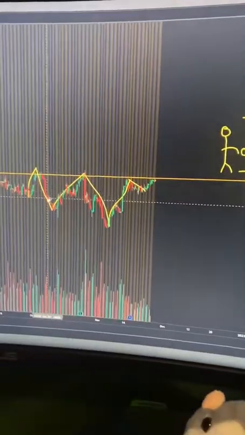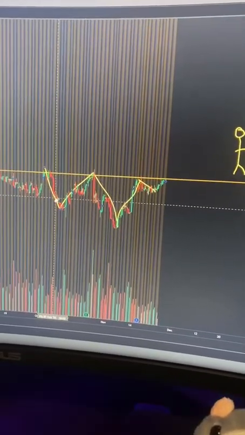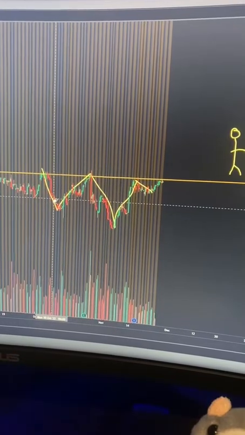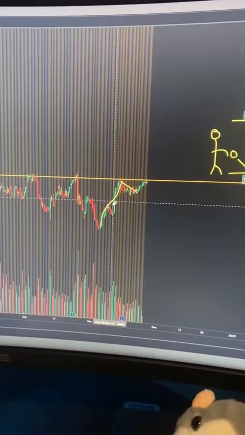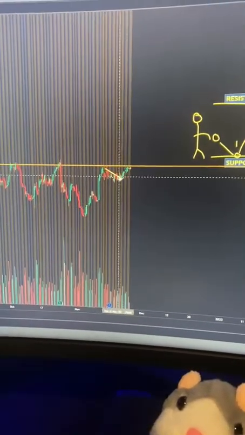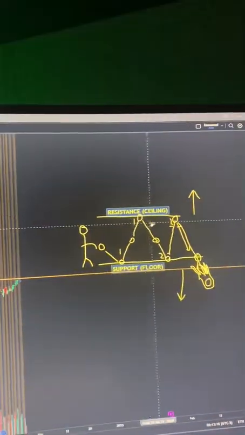I'm going to remove these little crazy lines I drew. These were just to show you the sharp moves that we look to identify these points, or these rejection and bounce areas. So now if you take a look, what do we have? We have a ceiling.